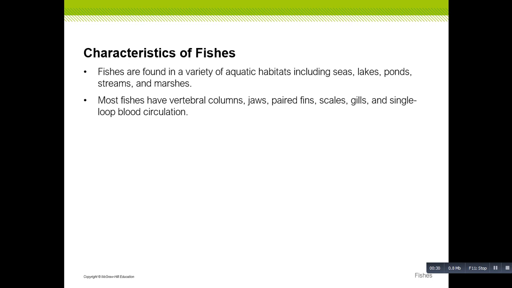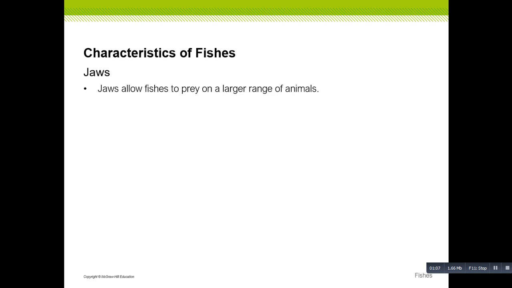Now, fishes have vertebral columns. Most of them have jaws. Most of them have paired fins. Most have scales, gills, and single loop blood circulation. Now notice that they have a loop blood circulation. This implies that blood is contained within blood vessels. So our fishes are going to have a closed circulatory system as opposed to many of the invertebrates that we've been studying that have an open circulatory system.